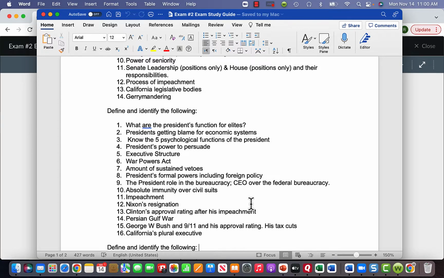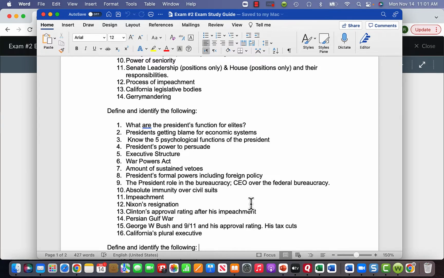Remember, the president's role in the bureaucracy, they kind of act as the CEO over the bureaucracy, and they can issue executive orders that have the weight of law as a kind of directive to the bureaucracy to carry out this action. Remember that presidents are immune from lawsuits that arise out of their formal powers, as long as they're within the scope of their job duties. If it's something outside of the scope of their job duties, like maybe a sexual harassment case, they don't have immunity from that.